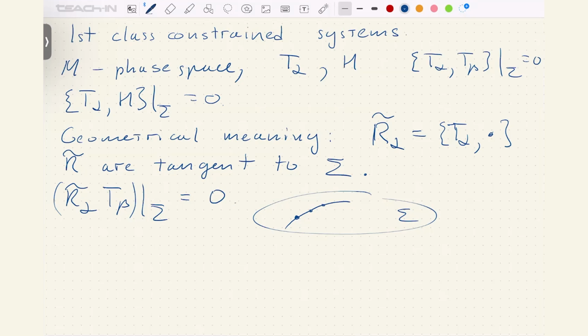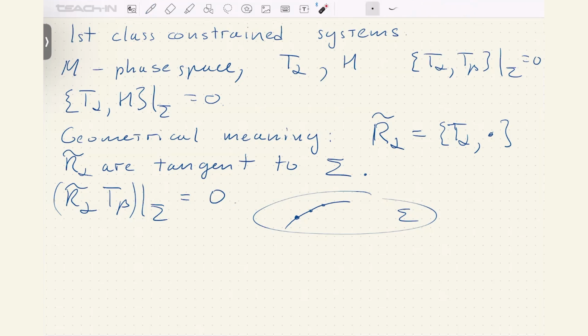So that's why I'm saying that R twiddle are tangent to sigma, because the flow generated by R alpha preserves sigma. So this is a transformation we are going to see. This is precisely one of the possible ways to see what a gauge transformation is. So this is a gauge transformation. It preserves the constraint surface.